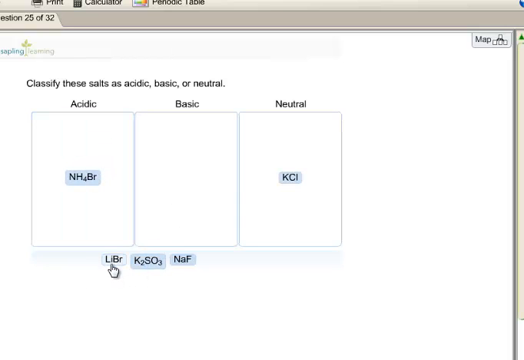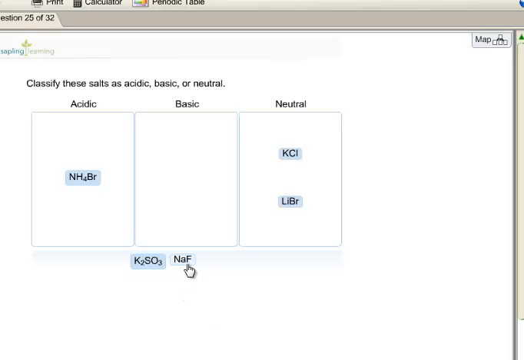Let's look at lithium bromide. Lithium is an alkali metal. Lithium is the conjugate acid of a strong base, so it will not impact the pH. And bromide is the conjugate base of a strong acid, so it will not impact the pH. Neither ion is going to impact the pH.